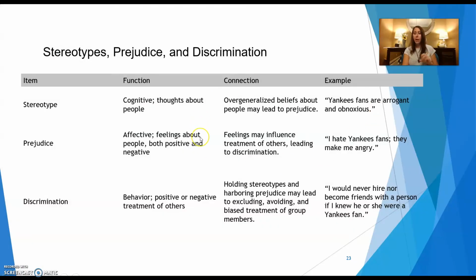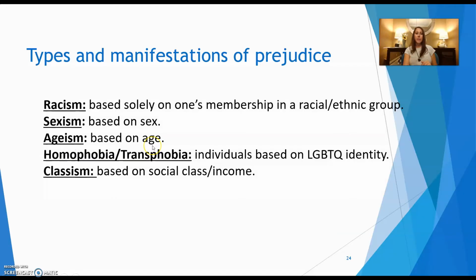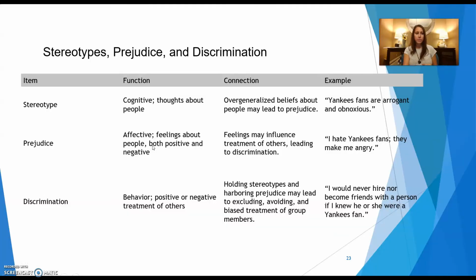So here's a chart. Now, full disclosure, I actually lifted this chart from a different Intro to Psych textbook, but I thought it was very helpful. So again, the stereotype is the cognitive. It's the overgeneralized belief. And an example would be that group of people are arrogant and obnoxious. The prejudice is, whoops, too fast. The prejudice is the feelings about the group.